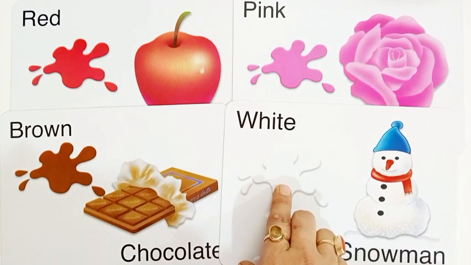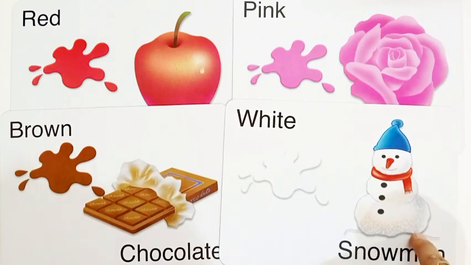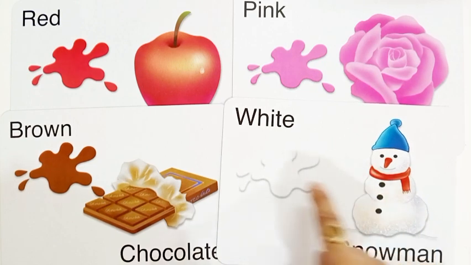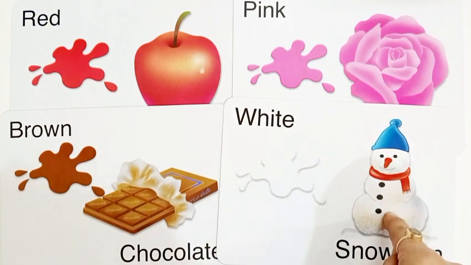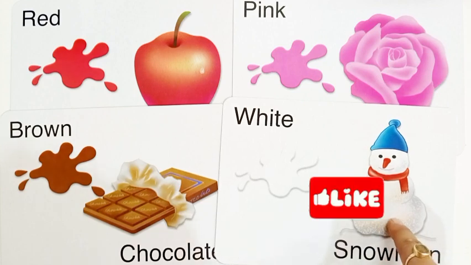This is white. W-H-I-T-E, white. This is white color. And the example is snowman. S-N-O-W-M-A-N, snowman. Snowman color is also white color.